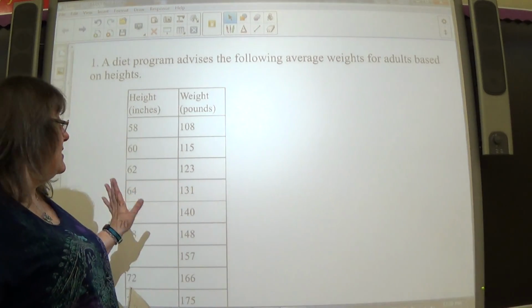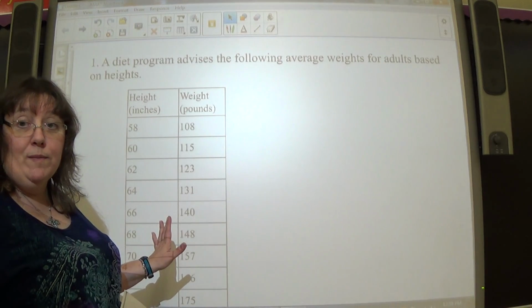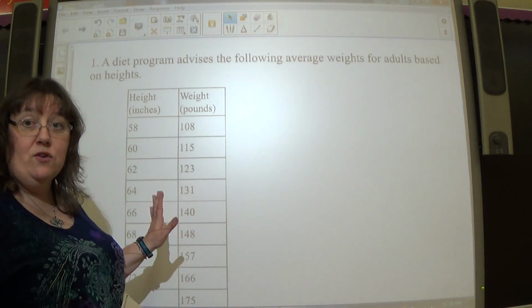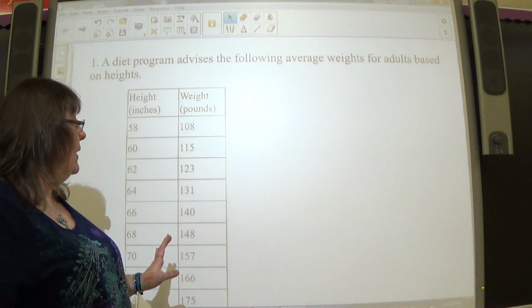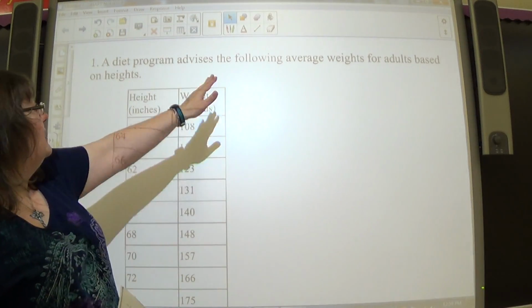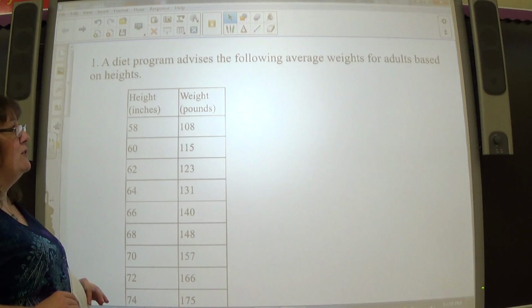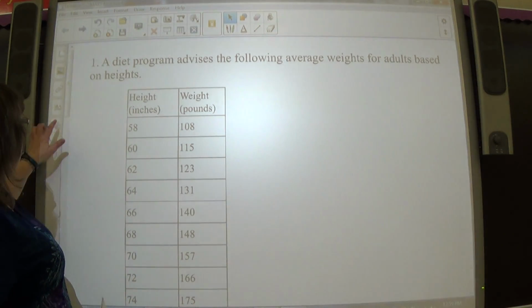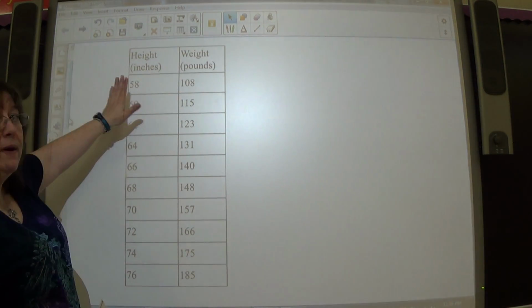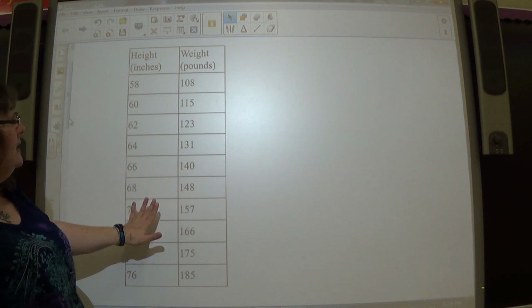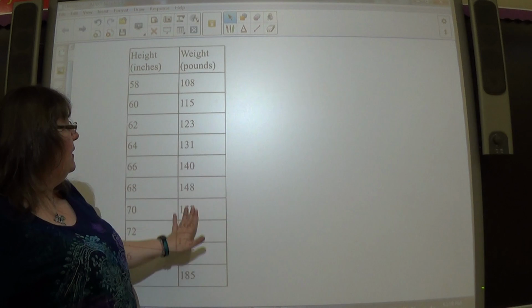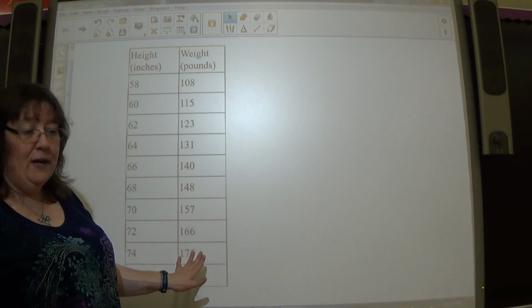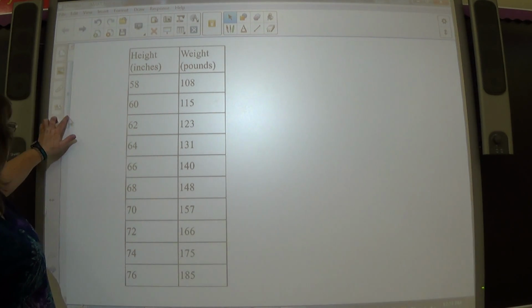The first problem was the graph. We talked about this as a warm-up last week so that you understood what was required on the graph, okay? So here we have the diet program advises the following average weights for adults based on heights, okay? Then you have your table. Remember, left-hand column is your X, okay? Independent variable. Right-hand column is your Y, dependent variable, okay?